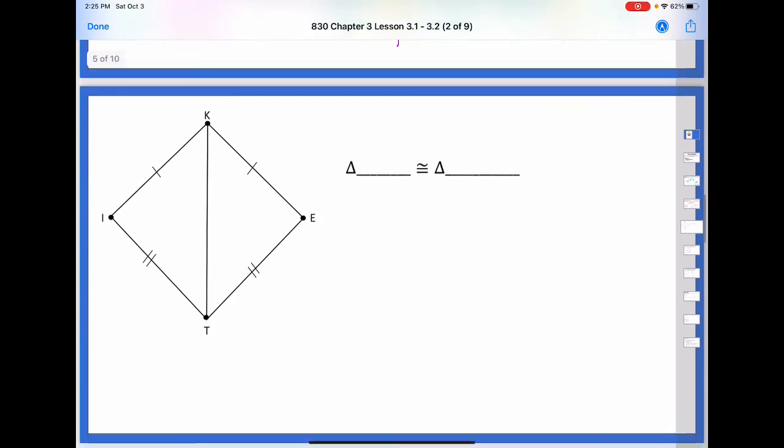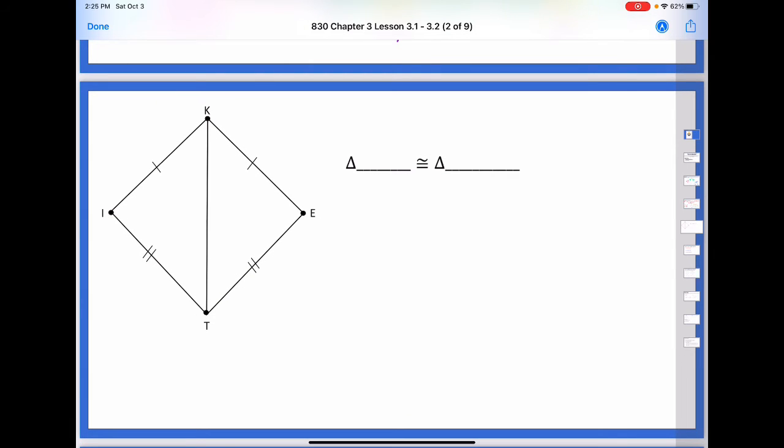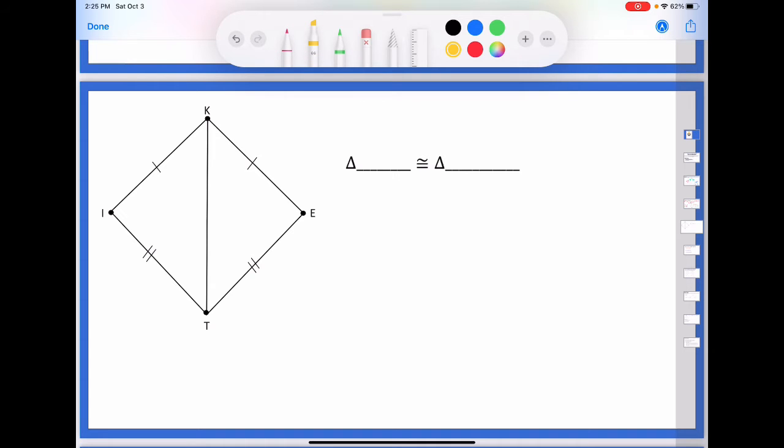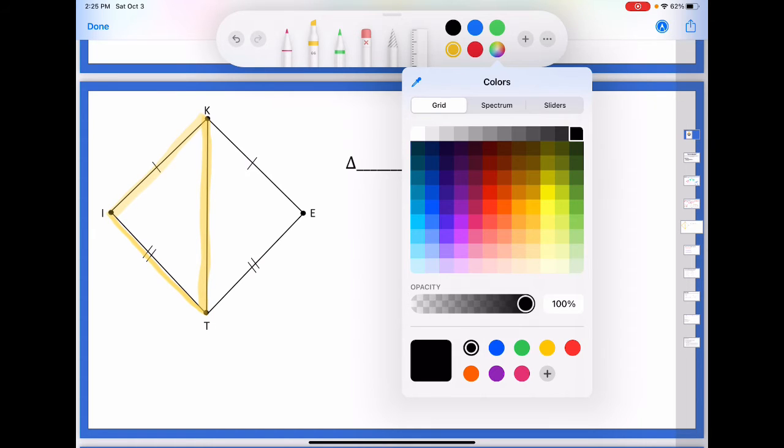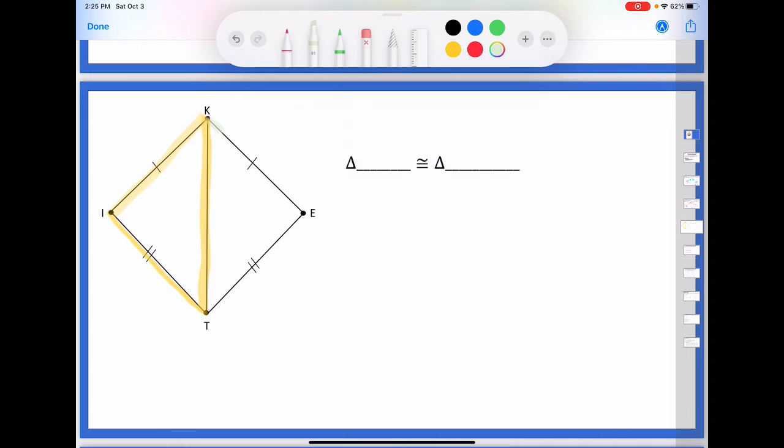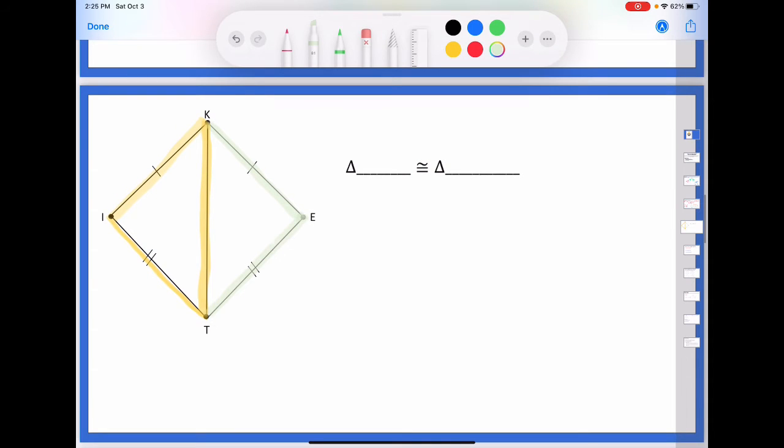All right, so a little practice for you. We'll take a look at these two triangles. Do you see two triangles in the picture? I hope that you do. I see a triangle over here on the left, and I see a triangle over here on the right. So take a look at those two triangles and see if you could write down the order that they should go in for the sides and the angles to be congruent.